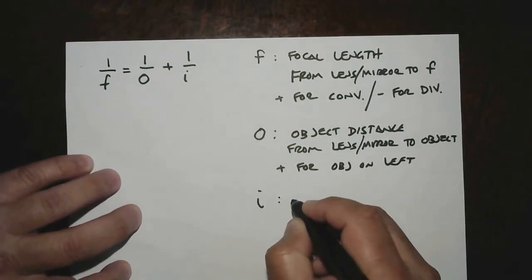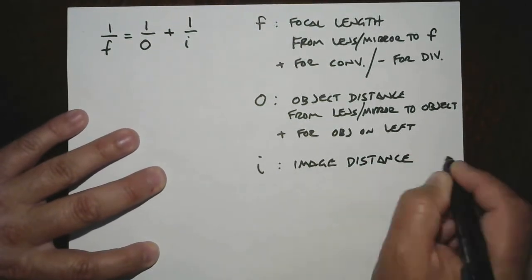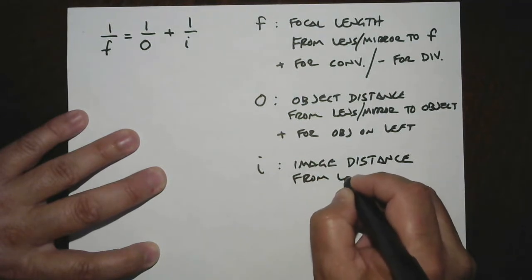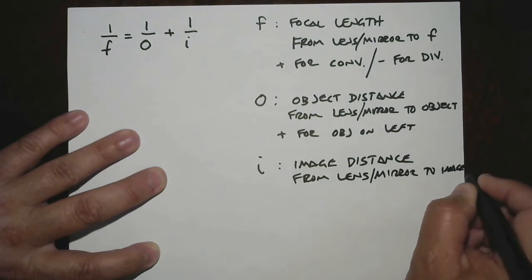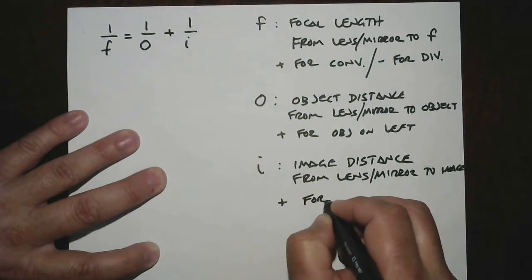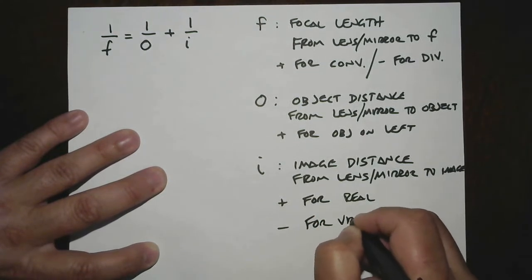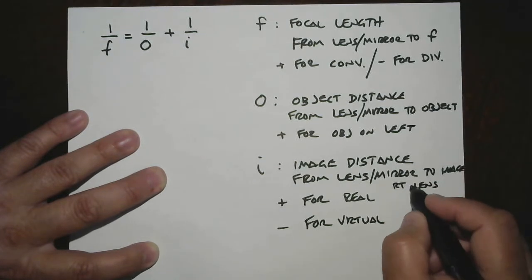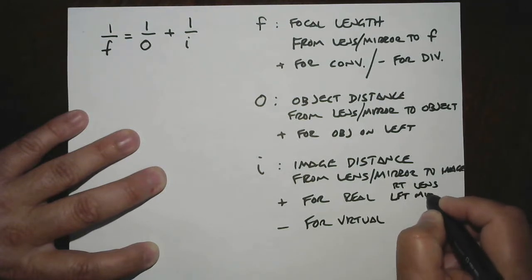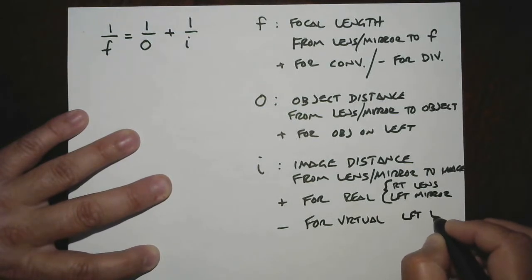And then i is the image distance. And it is, of course, measured from the lens or mirror to the image. And it will be positive for real images and negative for virtual images. Now, real images are on the right side for a lens, because light is supposed to go through a lens, and on the left side for a mirror. Virtual images are on the left side for a lens and on the right side for a mirror.